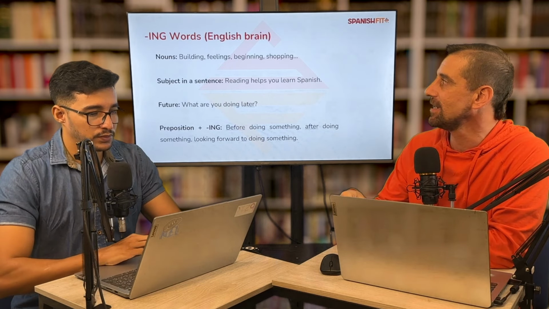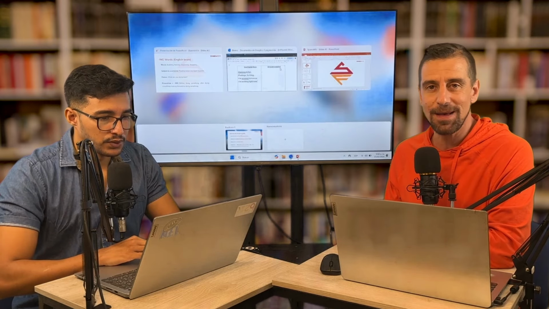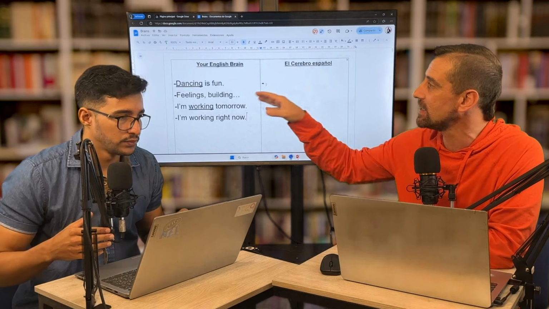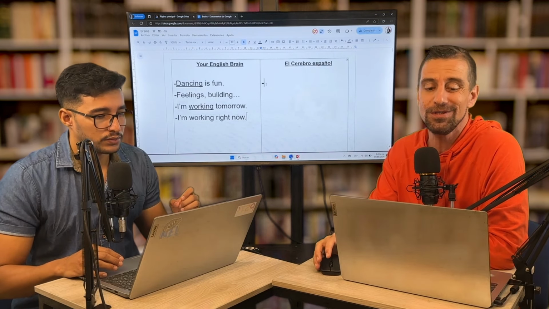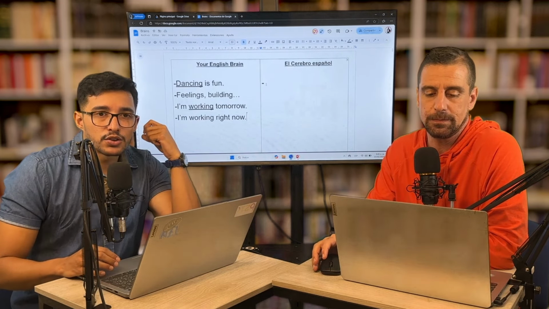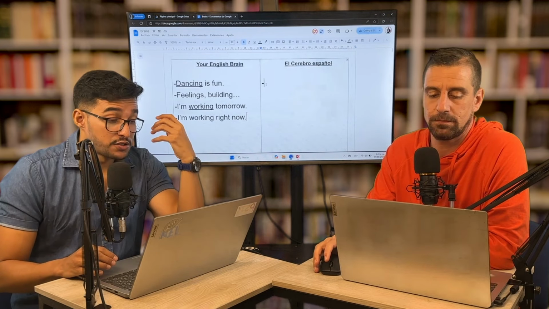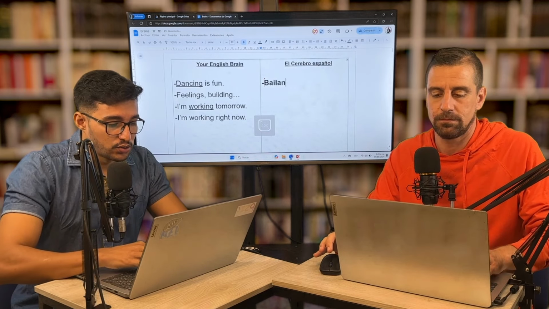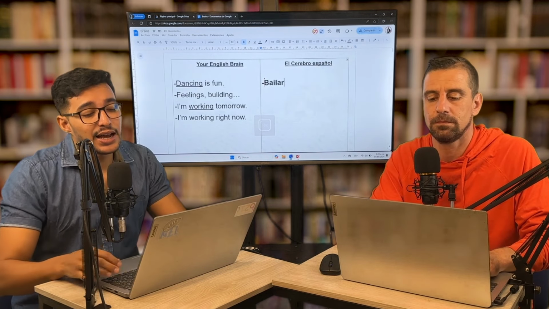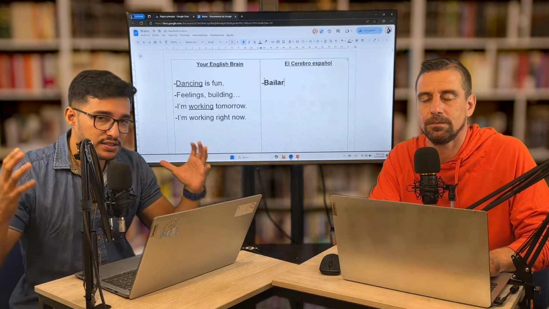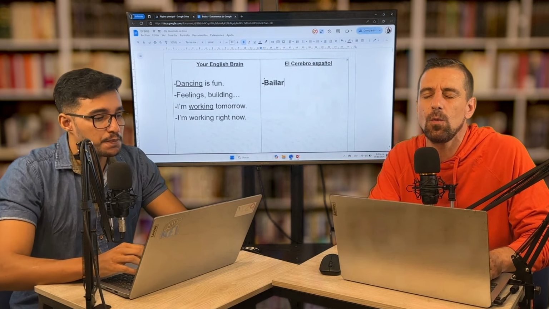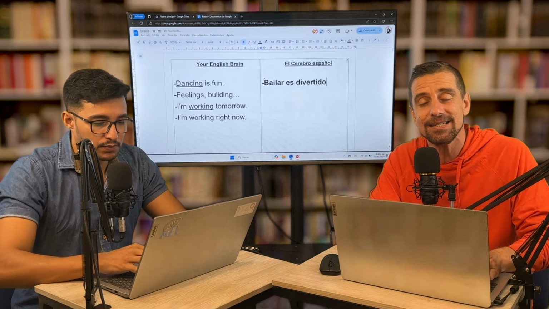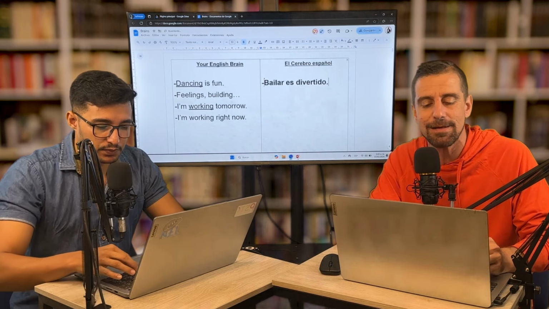The subject in a sentence, as in reading helps you learn Spanish. We're not going to use the ing like that in Spanish either. In that context, we're going to use the infinitive. If I were to translate these sentences in Spanish, I wouldn't say dancing, literally bailando. I would say, in this case, bailar. We take the infinitive as a subject of the sentence. So basically the way the Spanish brain thinks that thought, like as a description, is to dance is fun. Exactly. Bailar es divertido.